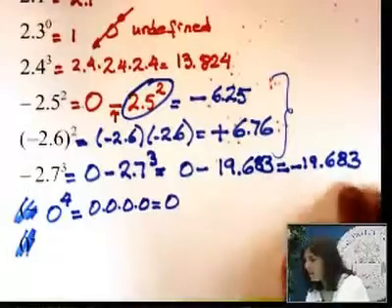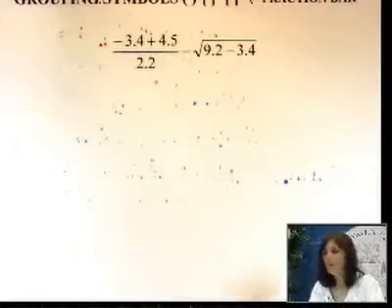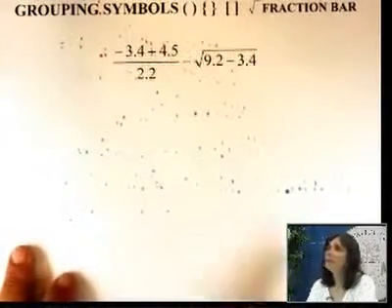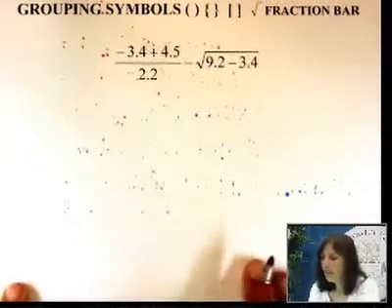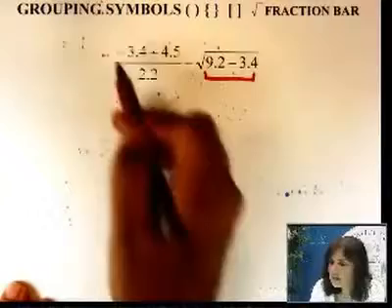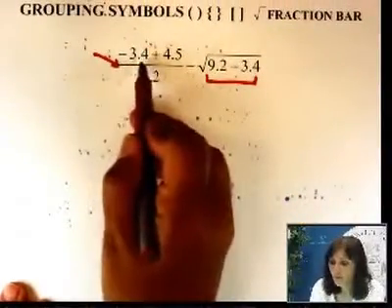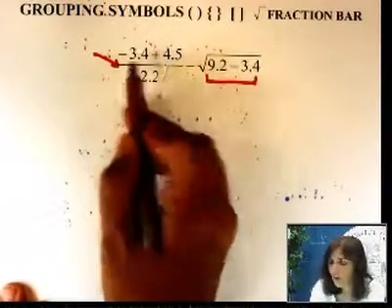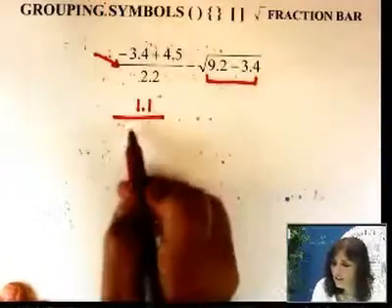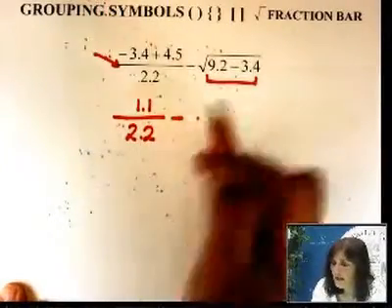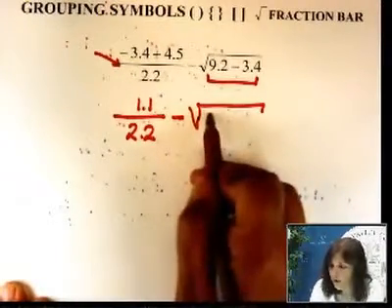Now that we have our exponents straightened out, let's go to the next one. Oh gosh, I didn't put a thing. I have all these little dots in here. Okay, so let's go do this one. I have to look at this. Here's a grouping symbol. Here's another grouping symbol. I'm going to do them separately. Negative 3.4 plus 4.5. So I do that. I take the difference. The difference is 1.1. This one is going to stay as is. And then I have 9.2 minus 3.4. That happens to be 5.8.